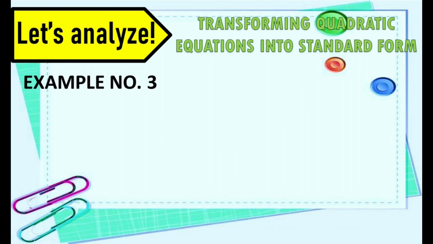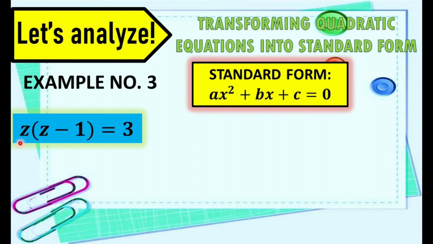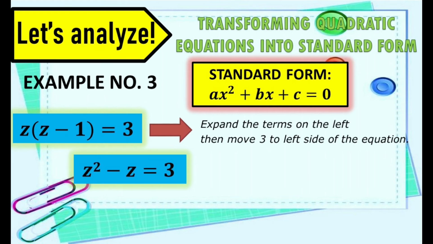Let us now have example number 3. We have z times the quantity of z minus 1 is equal to 3. What we're going to do is expand the terms on the left, then move 3 to the left side of the equation. Expanding it would give us z times z is equal to z squared. Z times negative 1 is equal to negative z is equal to 3.